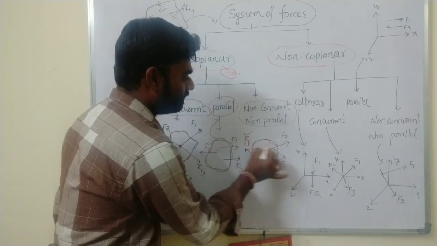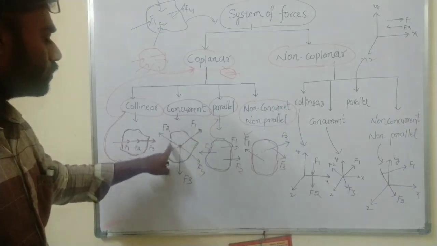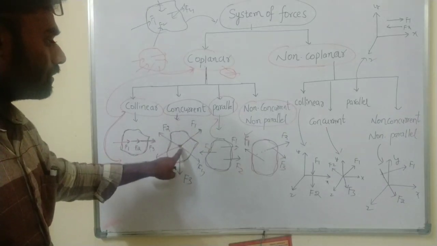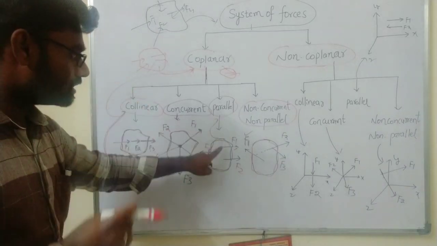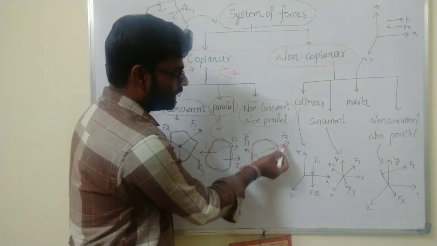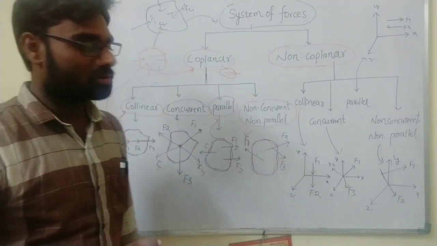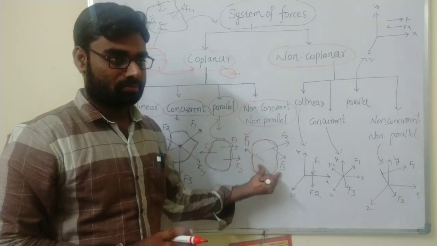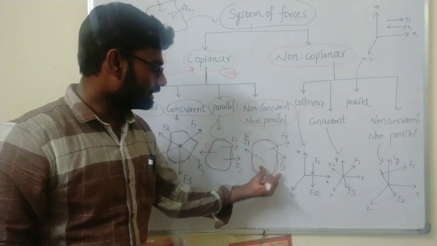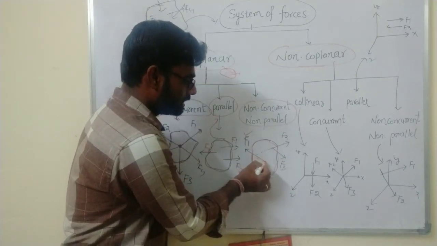Okay, so F1 and F2 and F3. Concurrent means all the forces meet at one point. Parallel means all the forces are parallel to each other. See here, now I am taking F1, F2 and F3. So all the forces are not parallel to each other. And see here, this one intersects at this point, this one intersects at this point.